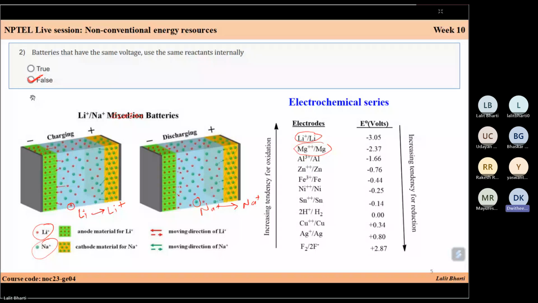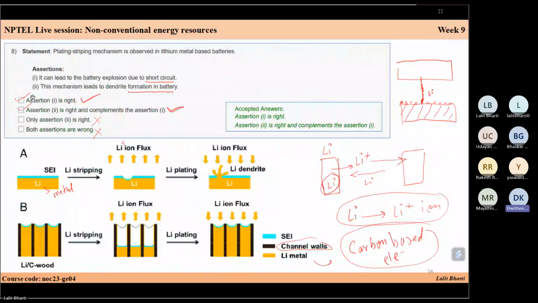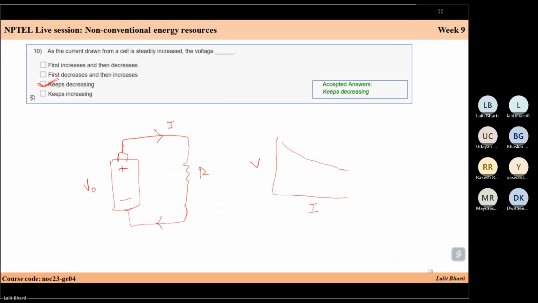Sir, can you explain the theory about the 10th question? The theory of the 10th question. Which current part?